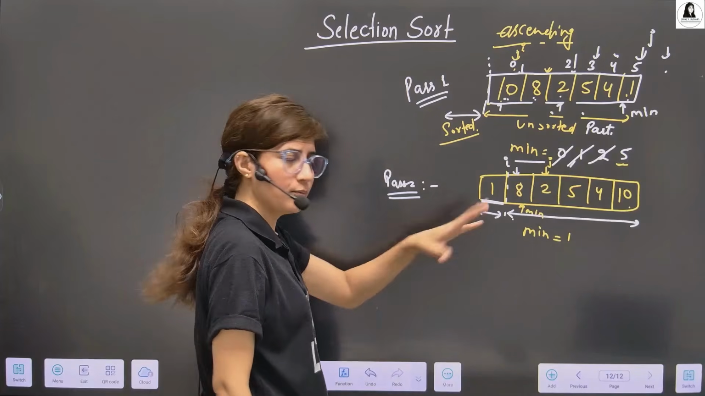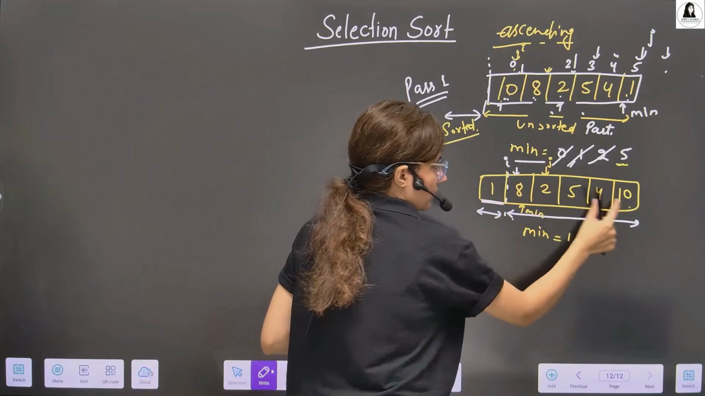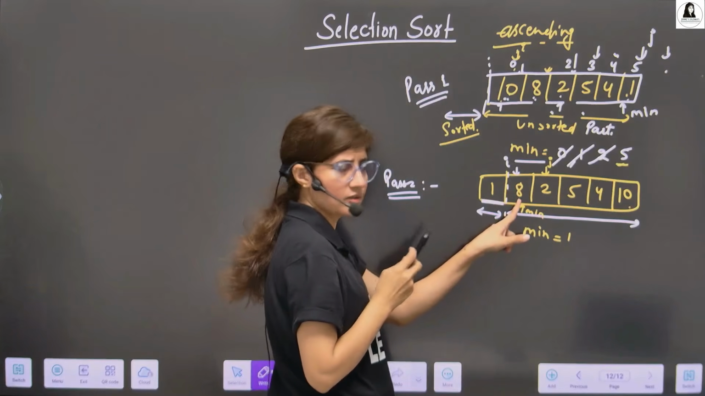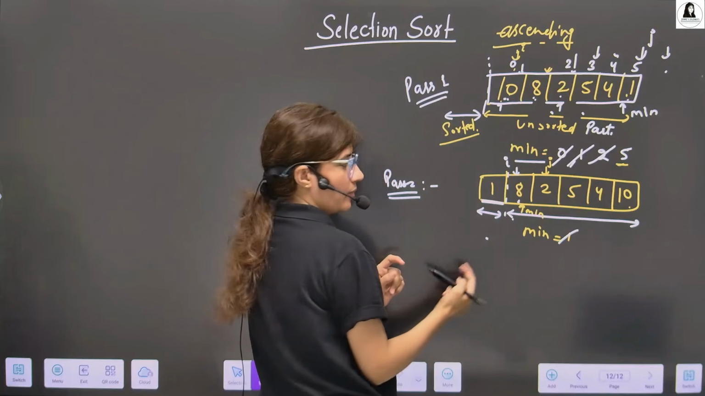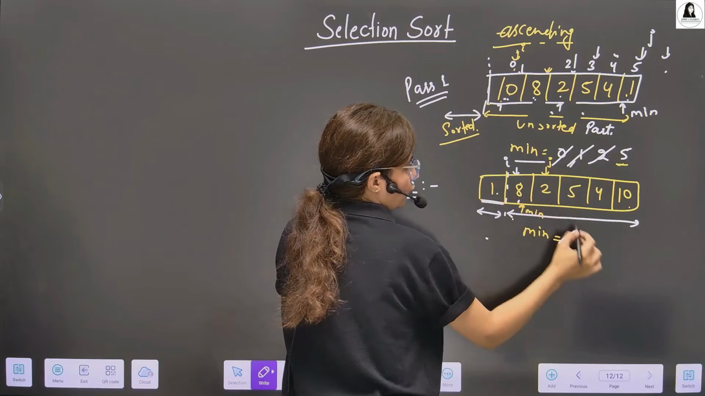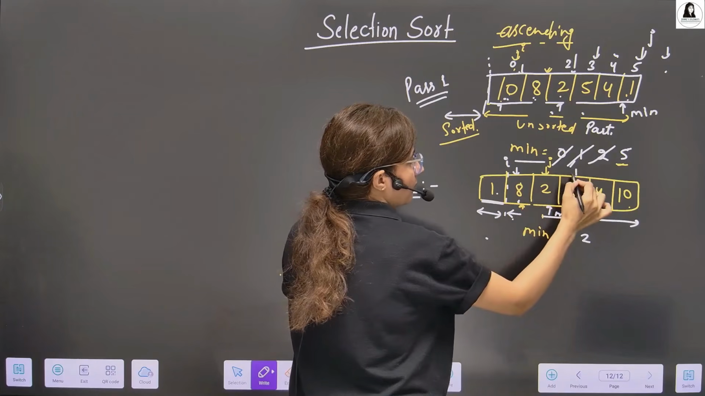Again check same thing. Same process again repeat. I'll consider this as minimum. I keep checking the data. 2 less than 8. Yes. So I will change my min index to here. Min index now becomes 2. So my min is here. And I'll do j plus plus.